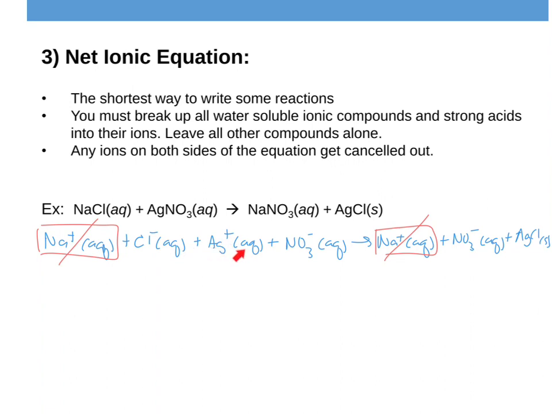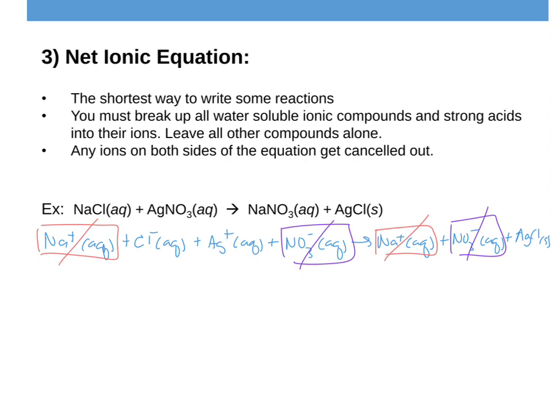Same thing for the silver plus ion. I don't see any silver plus ion here, right? I didn't break this up because I knew that it was insoluble. It's solid. So I can't cancel that silver out with this silver, because this is silver plus and this is silver in a compound stuck with the chloride. And then lastly, nitrate, NO3 minus, aqueous. I do see I have one of those. So I'm able to take that nitrate and cancel it out with that nitrate.